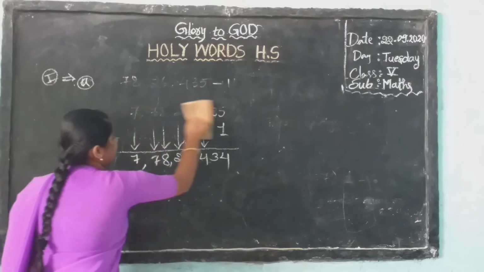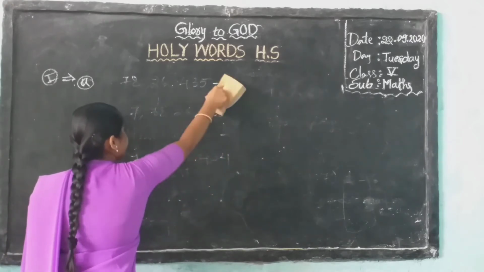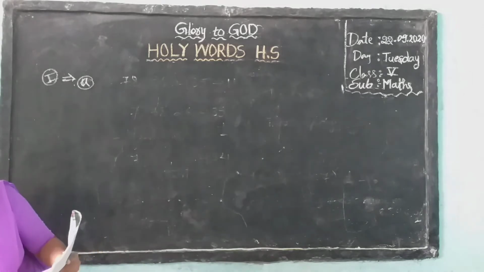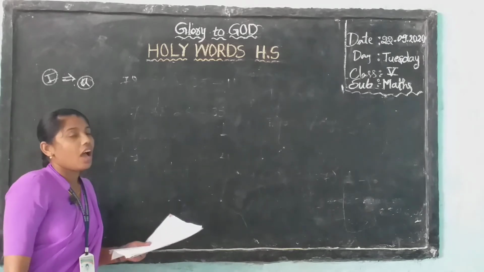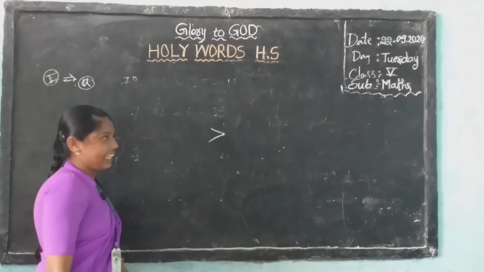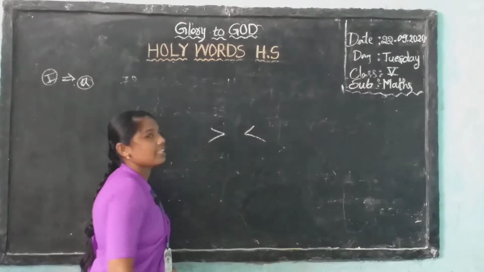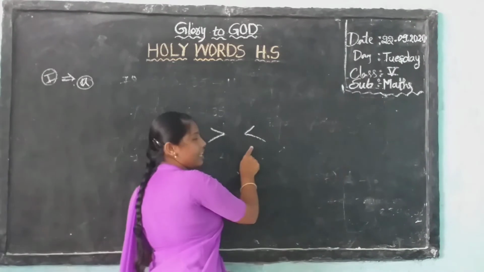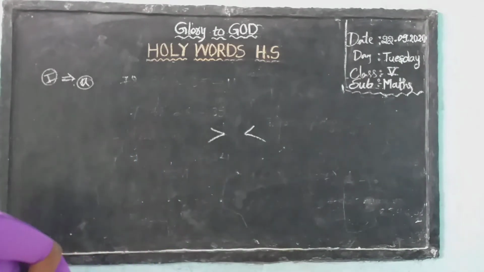And next bit, third bit. Compare the following numbers using symbols. I already told you this is greater than and this is less than. Okay, this is the symbol of greater than and this is less than. You remember that.